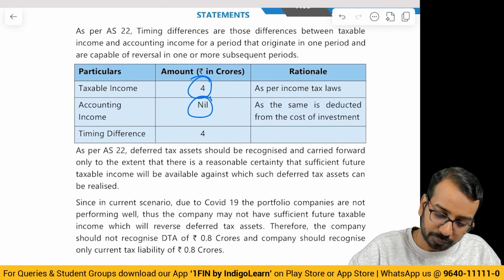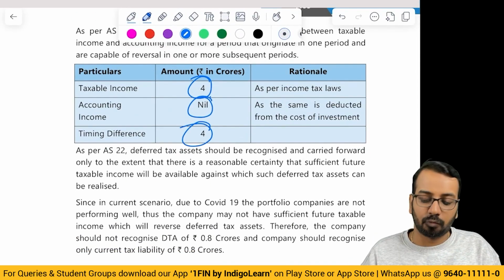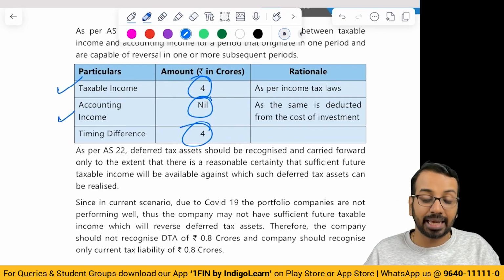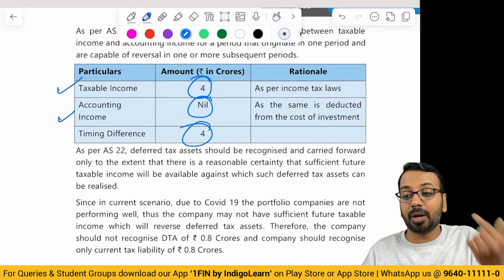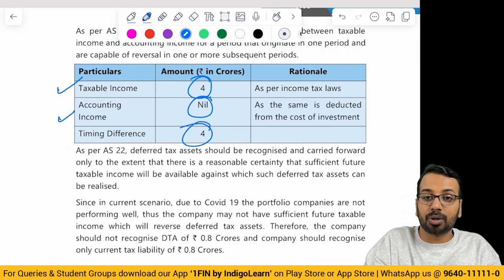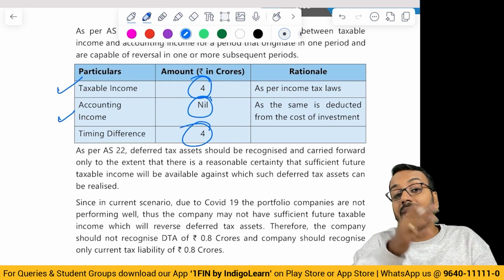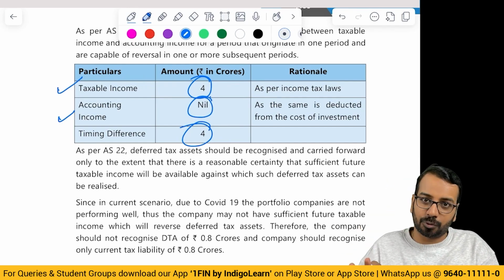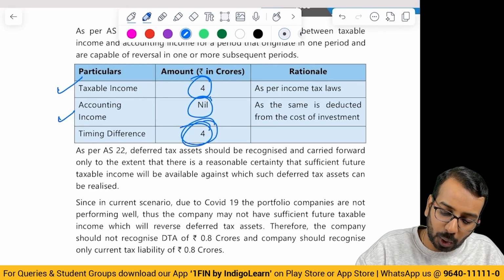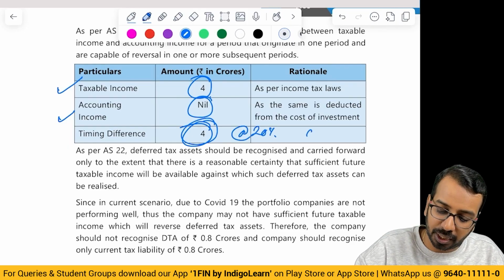So, the timing difference is 4. Timing difference is 4 means what? Accounting income is low, taxable income is high. We have paid higher taxes today. Now, this higher tax we have paid today, will we realize this in the future or not? That is the first question we have to understand. On the timing difference of 4, if you apply the tax rate of 20%, you get a DTA of 0.8.